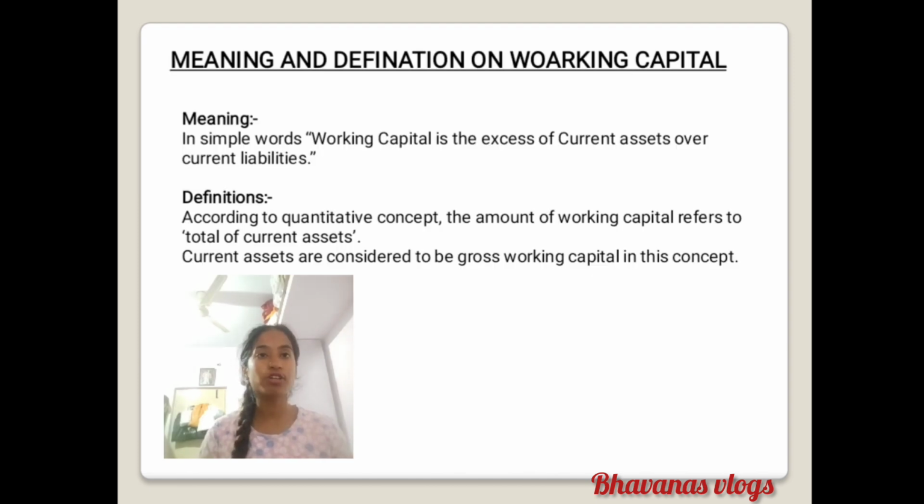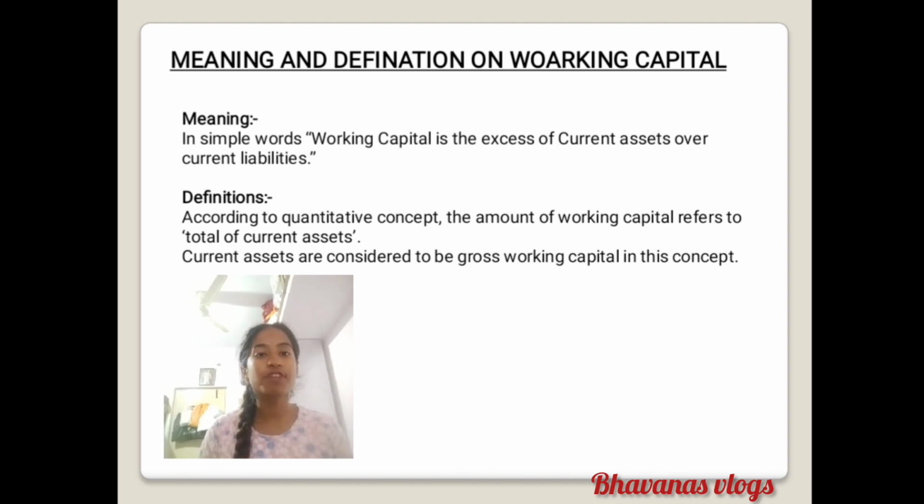In the first slide, you can see the meaning and definition of working capital. Basically, in simple words, working capital is the current assets over the current liabilities. For the definition, we can say that according to the qualitative concept, the amount of working capital refers to the total of current assets. Current assets are considered to be gross working capital in this concept.